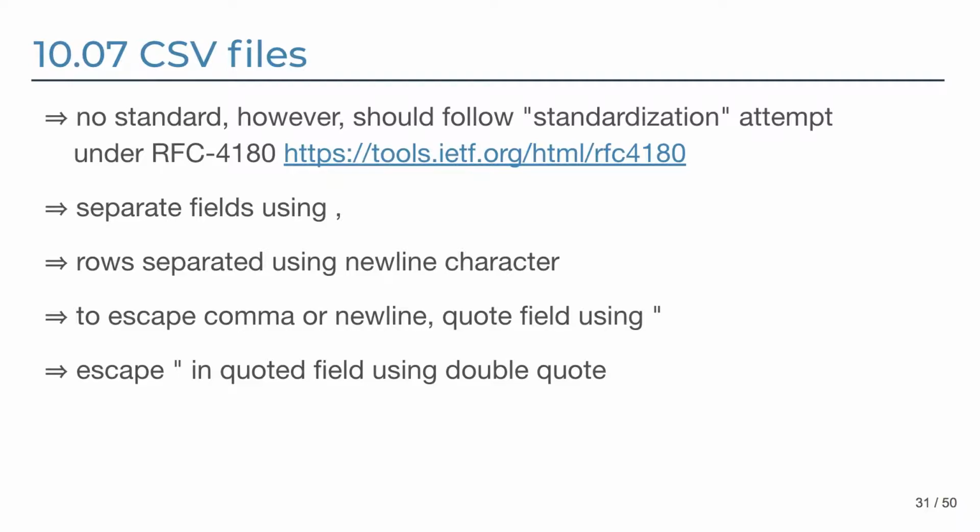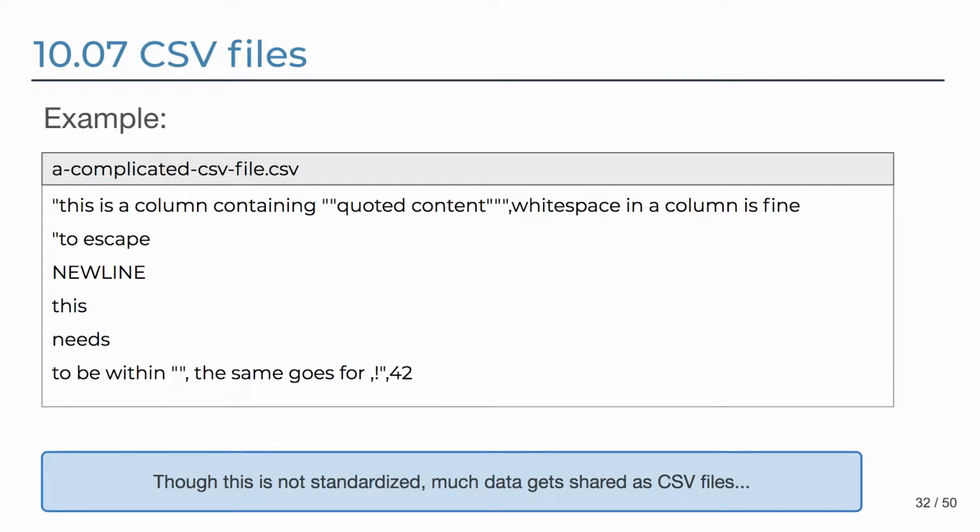There's one attempt to standardize that, which is RFC 4180. What this says is, first of all, you separate rows using newline characters, nothing else. If you have a comma or newline, you can quote the field using quotes. And if you have a quote in your quoted field, you can escape it by using a double quote. So let's see how this looks. Here we have one file, a column containing a quoted comma, right? So I use double quotes to quote that. Then whitespace in the column is fine, right? So here I have some whitespace. Then I can escape a newline using quotes again, and then I have the data. So a CSV file can also look like that, which is rather complicated.